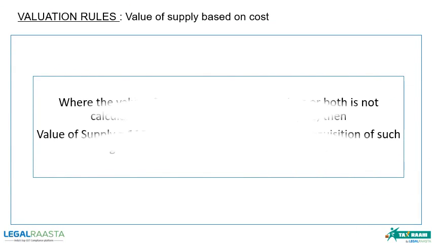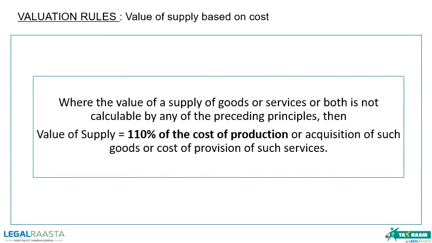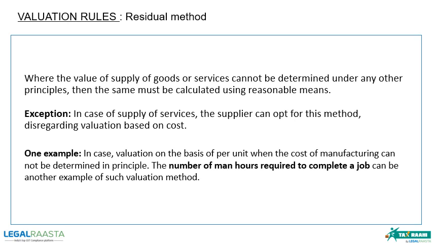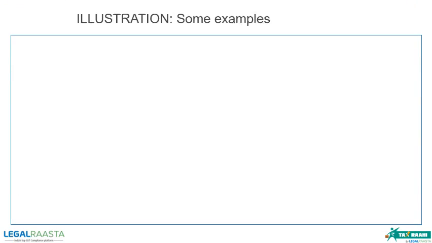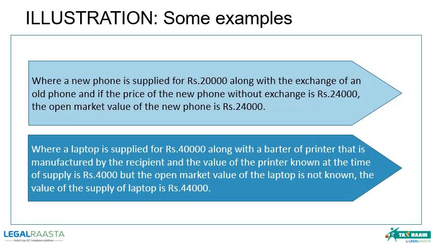Value of supply based on cost is 110% of the cost of production of such goods or provisions of such services. This is applied when the value of supply cannot be determined by any of the preceding principles. When value of supply cannot be determined by using cost method, valuation through residual method can be used under reasonable means. For example, if you have bought a phone for rupees 20,000 in exchange of your old phone, without exchange price of the phone is rupees 24,000, then the open market value of the new phone is 24,000.